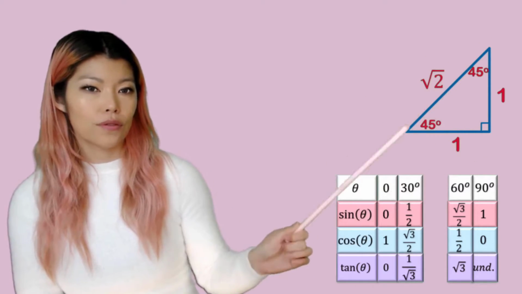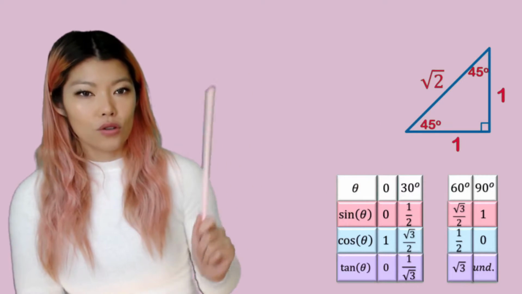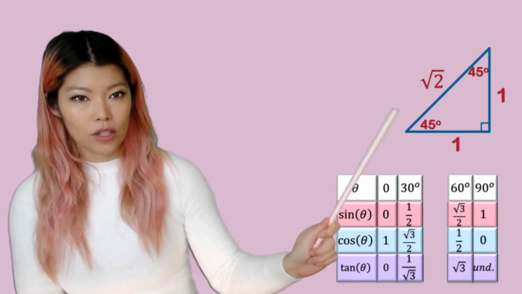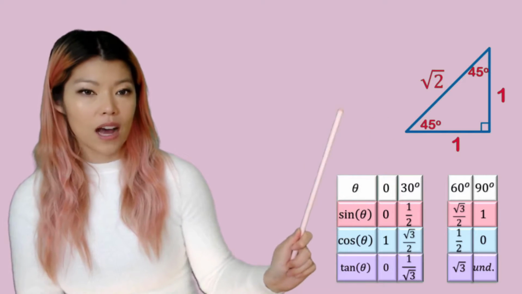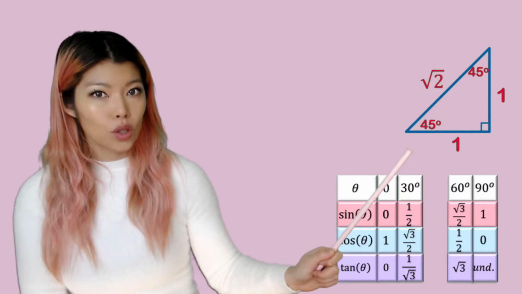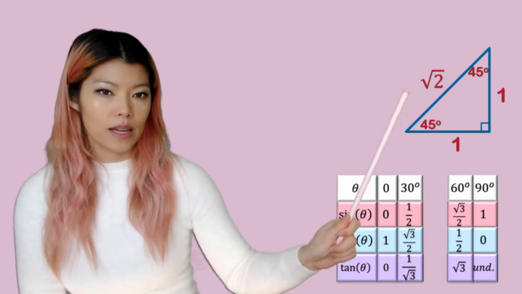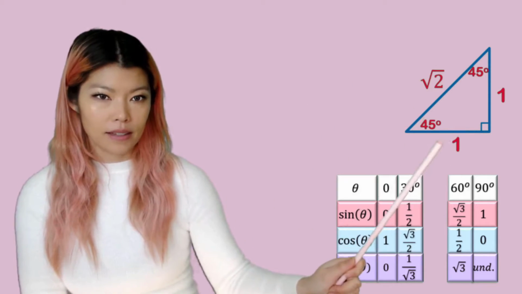1, 1, root 2, 45, 45. So without looking, draw this triangle on your book as much as you can, as accurately as you can. Look up and then see if you're missing any values, and then do it again until you look up and your triangle is exactly the same as that in terms of values.